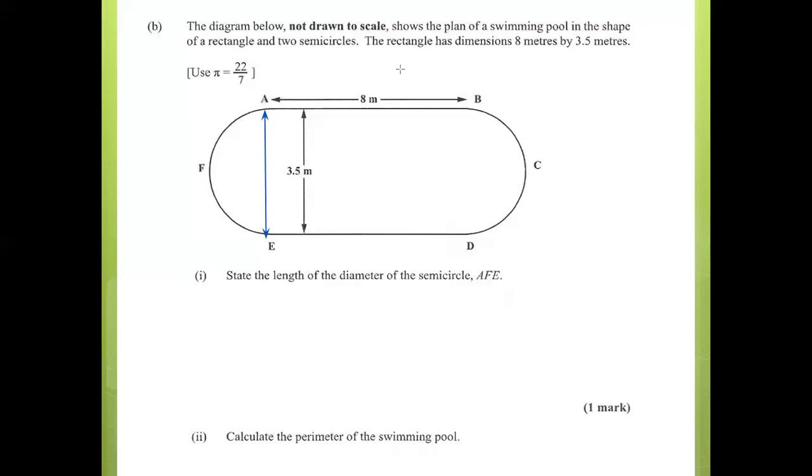So we said that the length of the diameter is 3.5 meters. Nothing for us to do. The next question, they asked you to find the perimeter of the swimming pool. How do you find the perimeter of the swimming pool? Perimeter is distance what? Around. Distance around, right? So watch this one I'm going to show you.